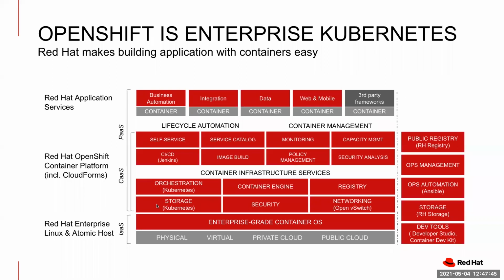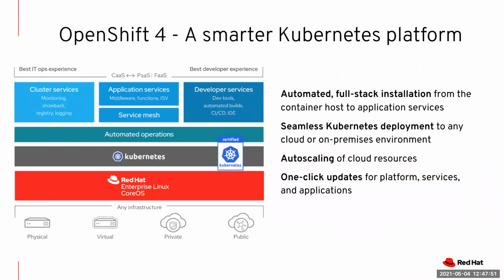A couple other slides. I know we're coming up towards the top of the hour, and I want to make sure that we have enough time to go through everything. OpenShift 4, if you aren't aware, is our latest major version of OpenShift. We just released OpenShift 4.6 within the last, I want to say, month and a half.